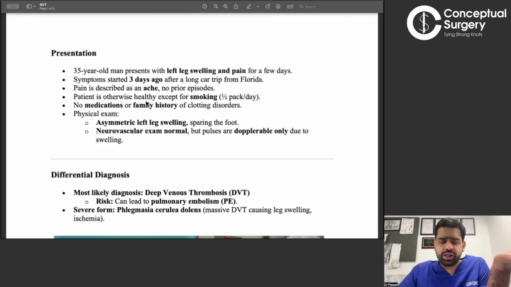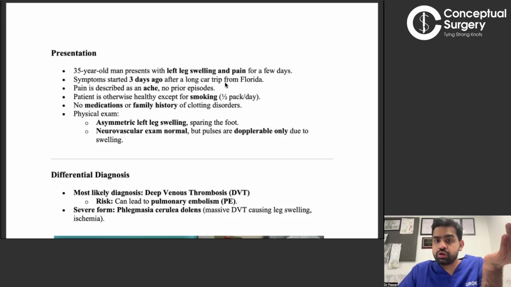Now, the patient is otherwise healthy except for smoking half a pack a day. So the patient is a smoker, which is one of the risk factors for peripheral vascular disease. But the above history tells us that you're not dealing with a patient with peripheral vascular disease. What you're dealing with, we'll talk about. Right. Now, no medication and no family history of clotting disorder. So the patient is not taking any particular medication, and there's no family history of protein C or protein S deficiency or something like that.